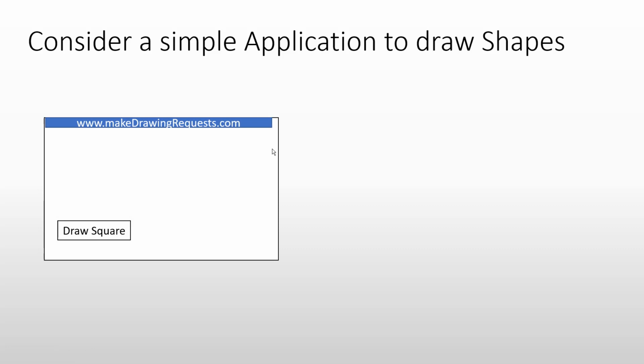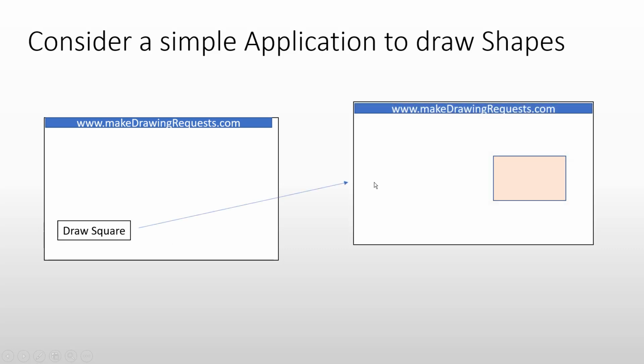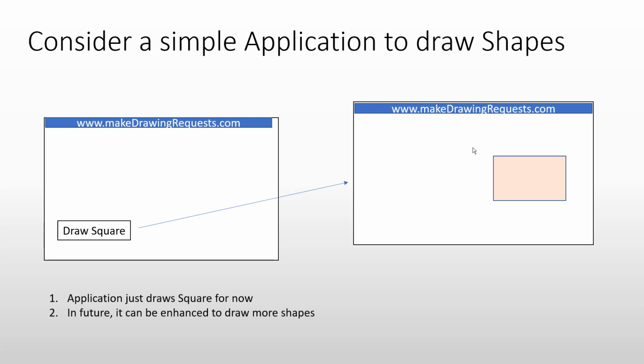Consider that there is a web application called makedrawingrequest.com, and as you go to this URL, a button appears on the page, and if a user clicks this button, a square is drawn on the web page. Right now it's a very simple application. It just supports drawing a square, but later it can be enhanced to draw other shapes as well, like a circle, a rectangle, and any other shape, whatever the requirement may be.